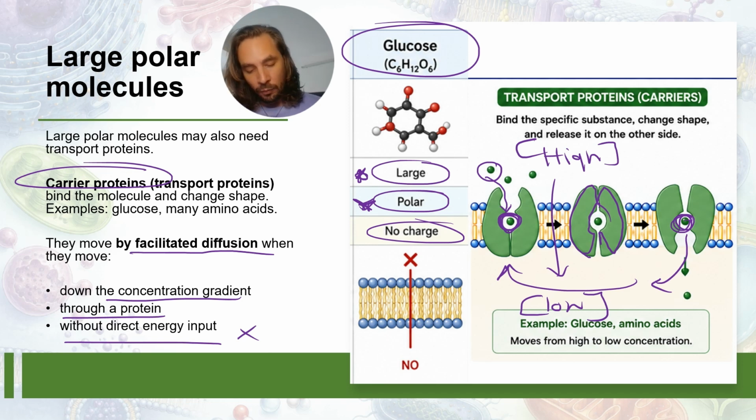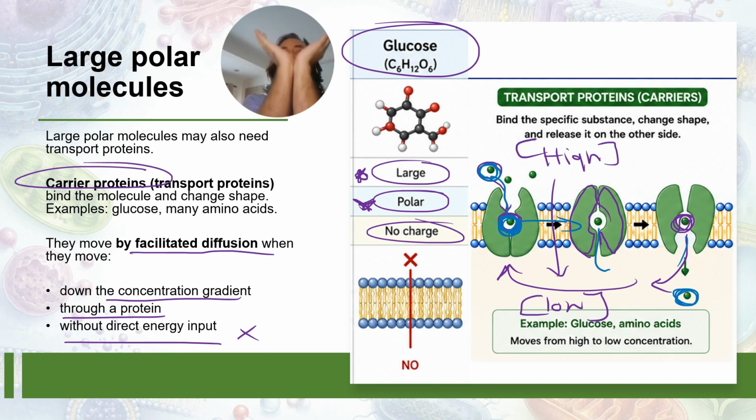Once this molecule of glucose binds to the protein, the shape of the protein changes. Because the shape changes, it releases the glucose into the cell, and once it releases it, the protein resumes its normal shape. So it's like connecting, releasing, connecting, releasing, but it does not require energy.